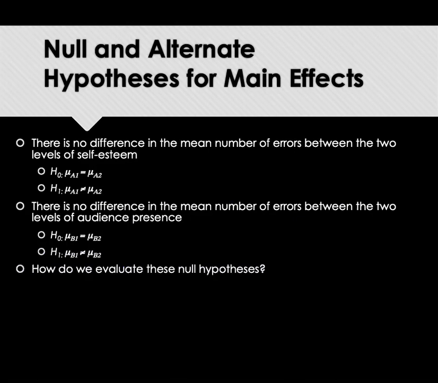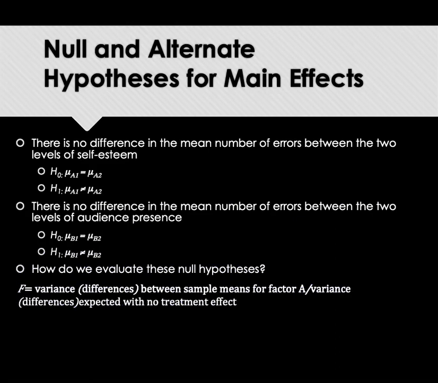How do we evaluate these null and alternate hypotheses? We're going to calculate an F value. And just like the ANOVAs that we talked about in chapter 12, the F value is going to be the variance between sample means divided by variance expected with no treatment effect. So what would be the variance that you would expect if there's no treatment effect or no difference at all? What would you expect the variance to be if the null hypothesis is true?